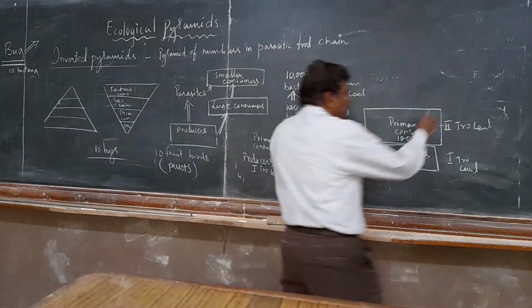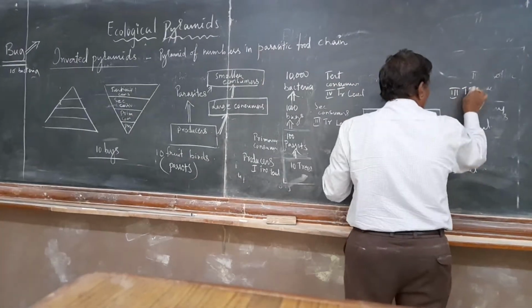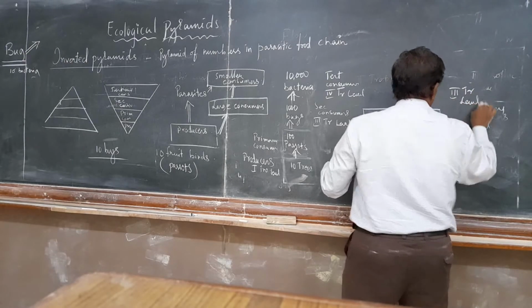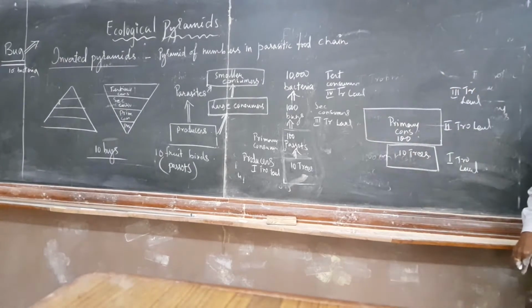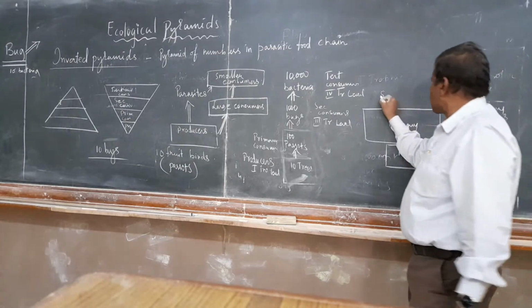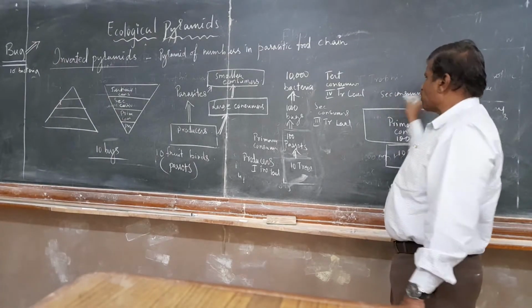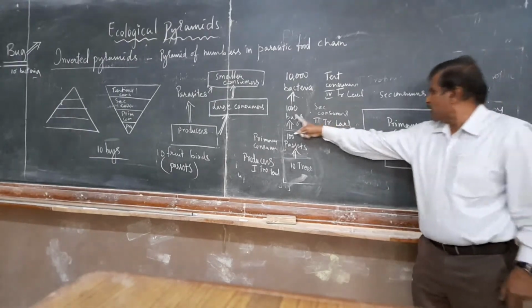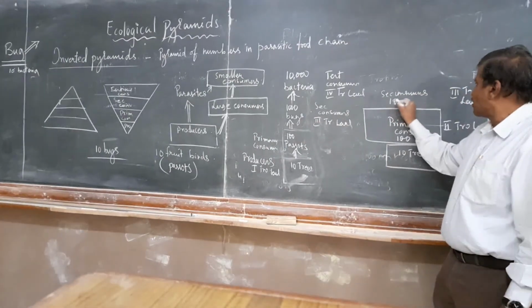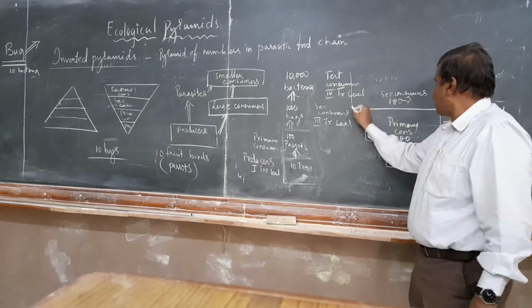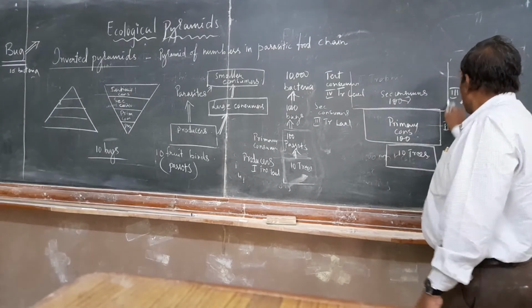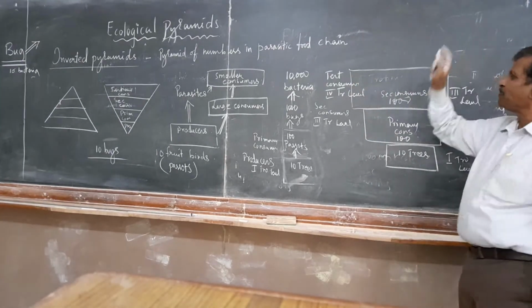In the next tier, third trophic level organisms come. Third trophic level organisms are supposed to be the secondary consumers. Okay, what about the number of secondary consumers? The number of secondary consumers is just 1000. 1000 means you are still allotting more area.